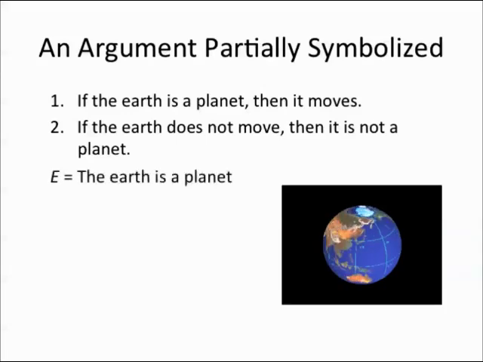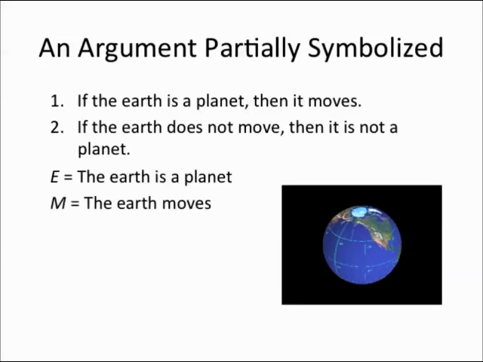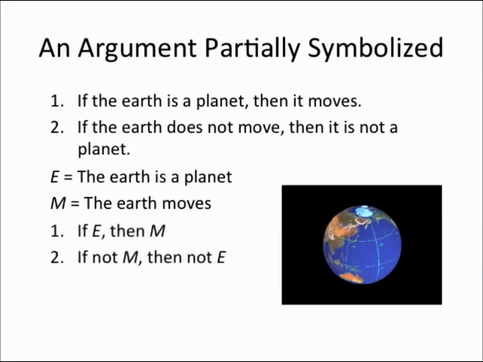It's really very simple. I'll use E for the Earth is a planet because it's a specific statement, and E is the first letter of the first noun that I encounter in the proposition. Next, I've got to symbolize the Earth moves. Because I've already used E, I'll use another letter from another word in the statement. In this case, I'll use M for the Earth moves. So the symbolized argument looks like this. If E, then M. If not M, then not E.